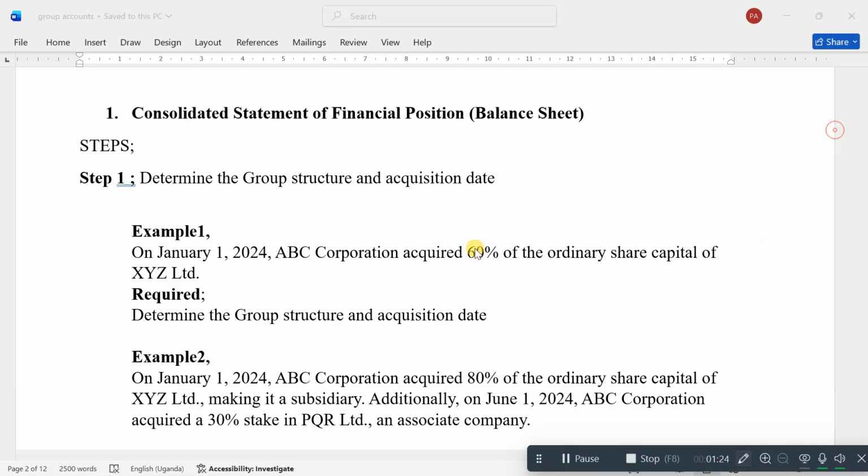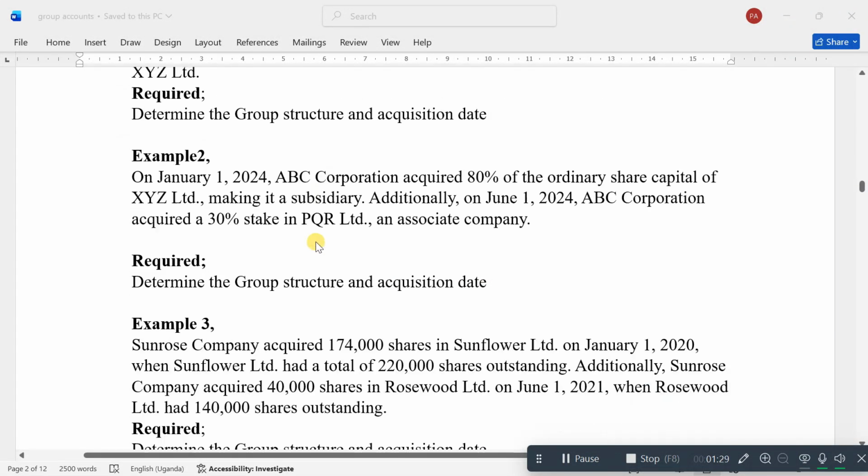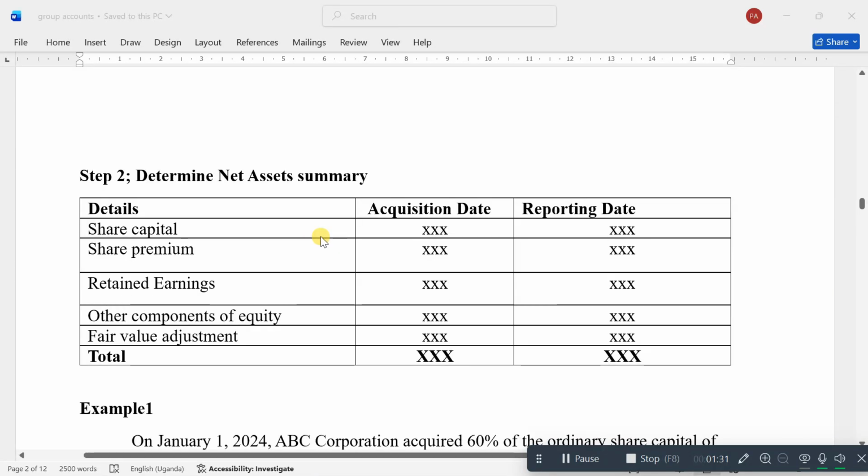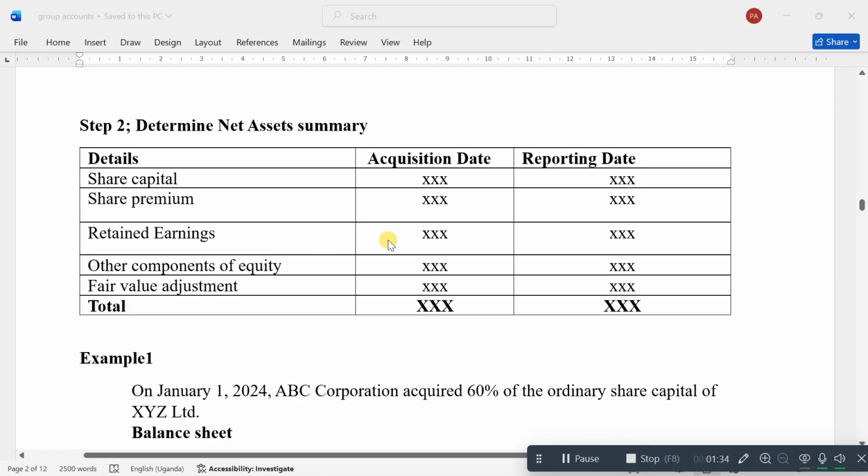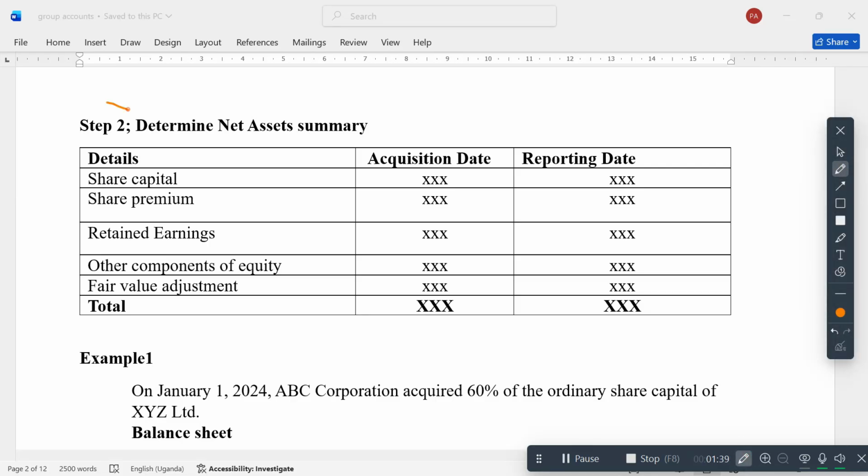Now, we are going to go to step 2. Step 1, determine the group structure and acquisition date. Step 2, which is also very, very important here, is about our net asset summary. After determining the group structure, knowing the percentage, knowing who is the parent, who is the subsidiary, who is an associate, we expect you to go to step 2 by making a summary of your net asset.